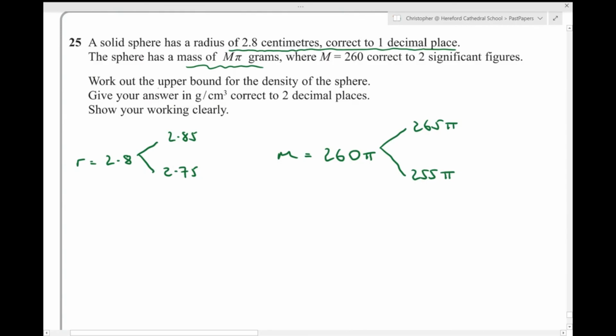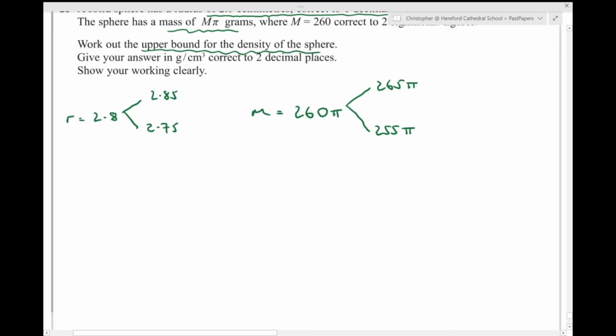Now I'm asked to work out the upper bound for the density of the sphere. Now density is mass divided by volume. And I'm asked to find the upper bound of that. So if I want the highest possible density, I'm going to want the highest possible mass divided by the lowest possible volume in order to give me the highest possible density. Now, the highest possible mass, well, that's 265 pi.